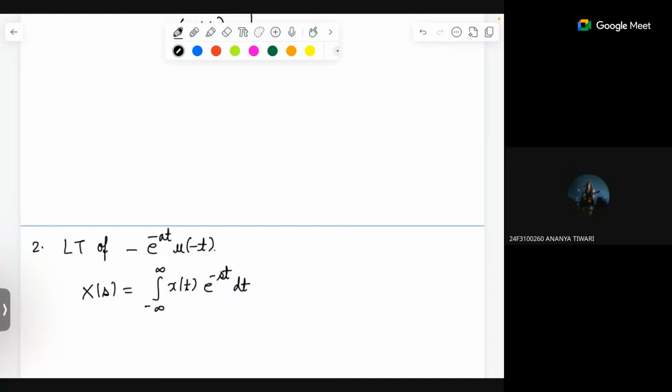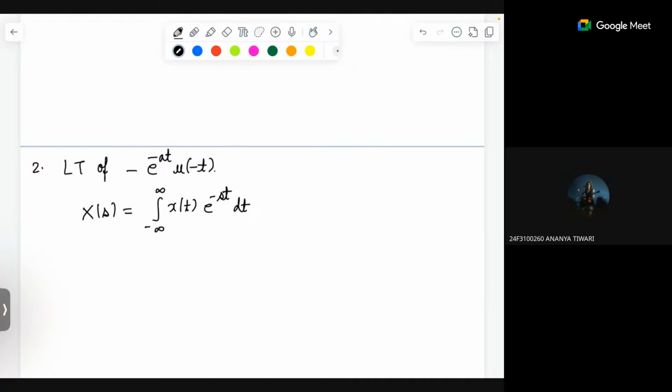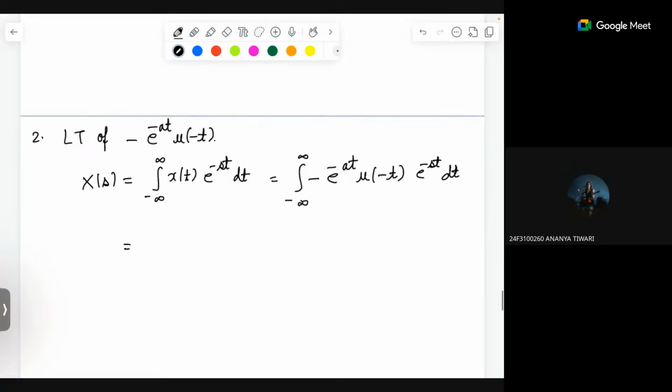I was expecting you to solve this, but all right, let me quickly do it. So this is the Laplace transform equation. Is this clear? Yes, ma'am. Now let us substitute x(t) over here. So x(t) here is minus e raised to the power of minus at u of minus t, times e raised to the power of st dt. If I remove u of minus t, then my limit of integration will become minus infinity to 0. This is where u of minus t exists. This step is clear.